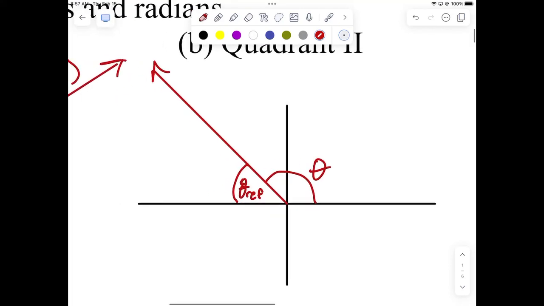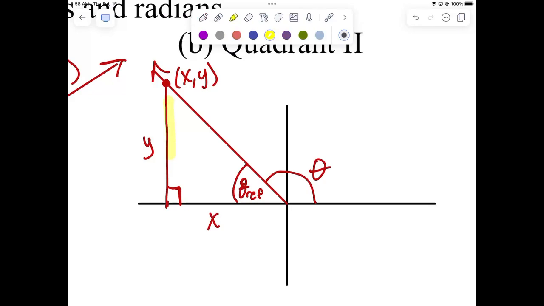Now, to create a triangle, we could drop a perp from anywhere on the terminal ray. Anywhere on the terminal ray. And again, this is the point x y. X is going to be negative, y is going to be positive. The absolute value of x is going to be the width, and the absolute value of y is the height. We create a little triangle again. There's a little triangle. What's that triangle called?